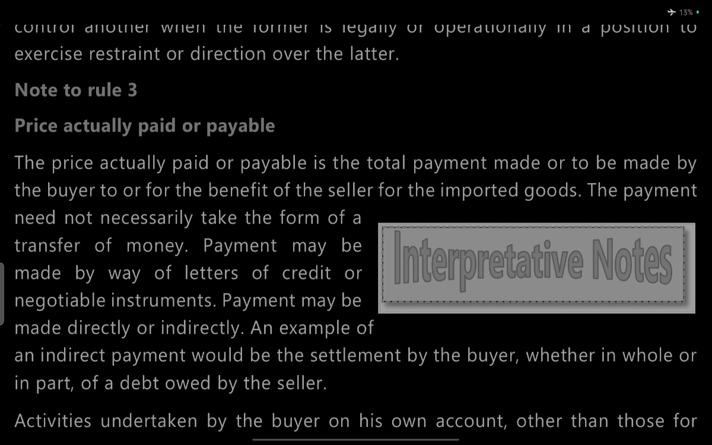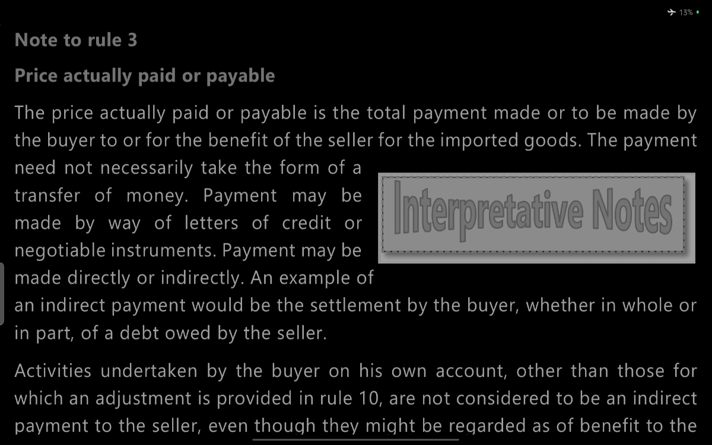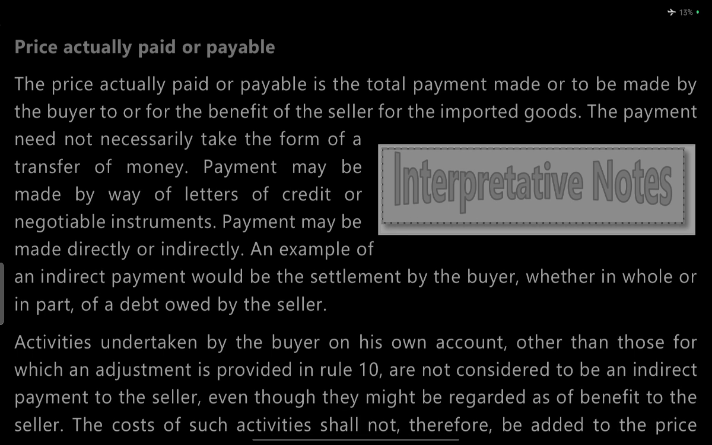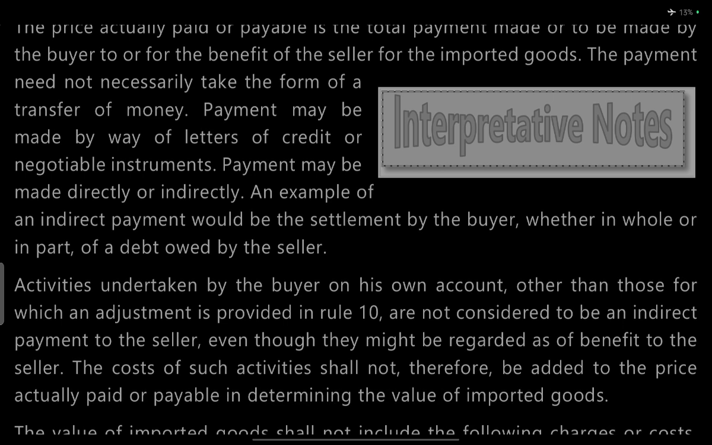Note to Rule 3. Price actually paid or payable. The price actually paid or payable is the total payment made or to be made by the buyer to or for the benefit of the seller for the imported goods. The payment need not necessarily take the form of a transfer of money. The payment may be made by way of letter of credit or negotiable instruments. Payment may be made directly or indirectly.